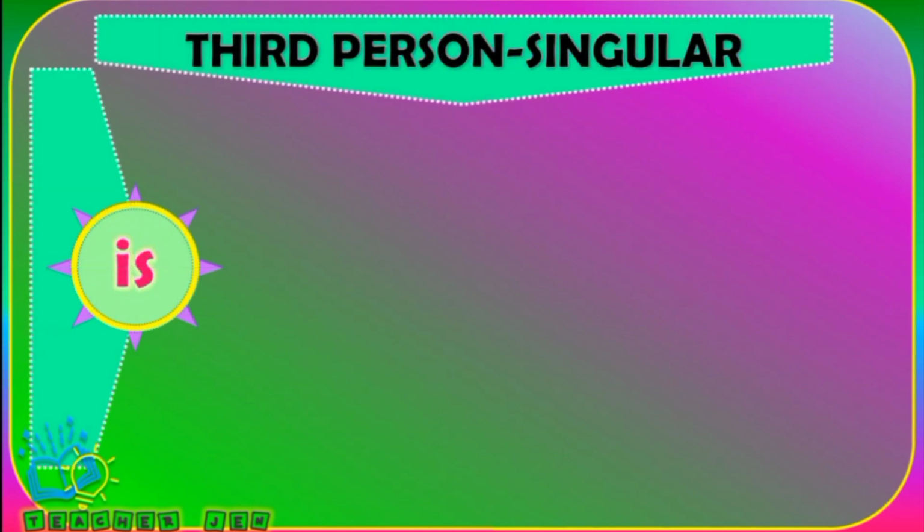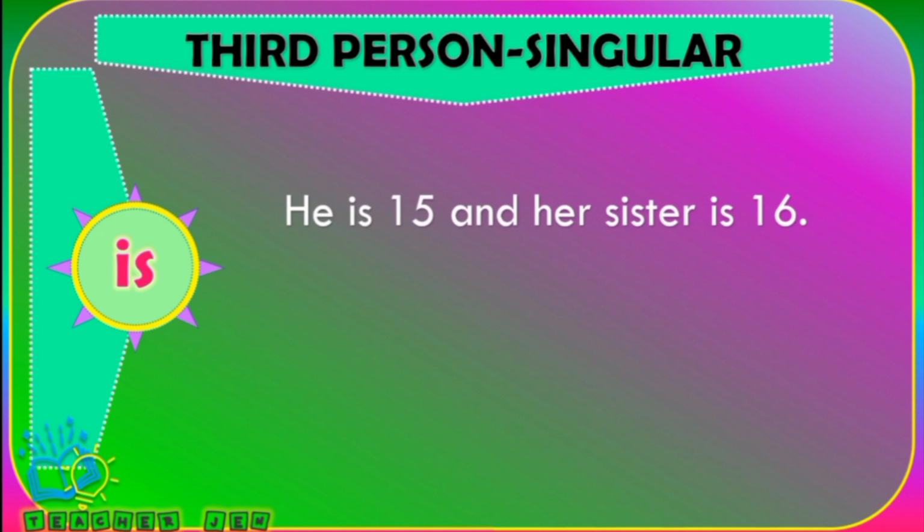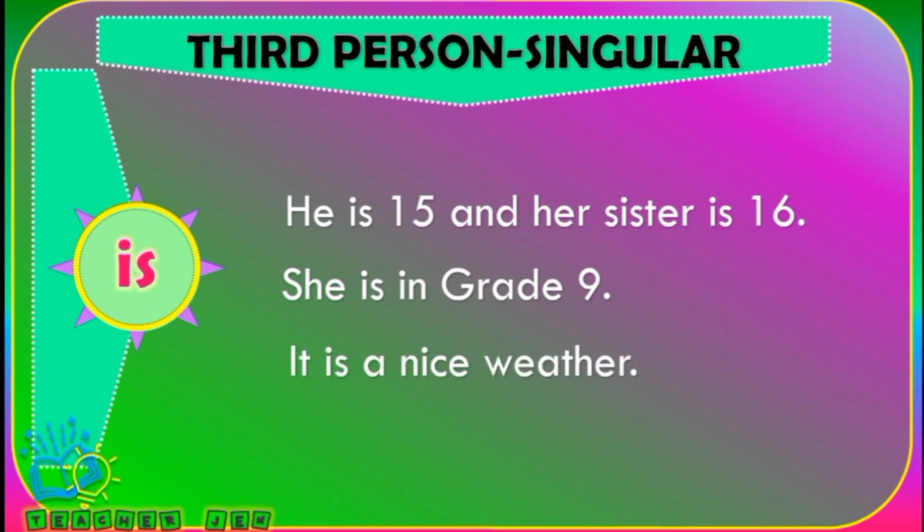To be verb is is used for third person singular. He, she, and it are the third person singular. When you say third person, it refers to the person or thing being talked about. It is not the speaker nor the addressee, but somebody or something else being talked about, which is only one. So examples are, he is 15 and her sister is 16. She is in grade 9. It is a nice weather.